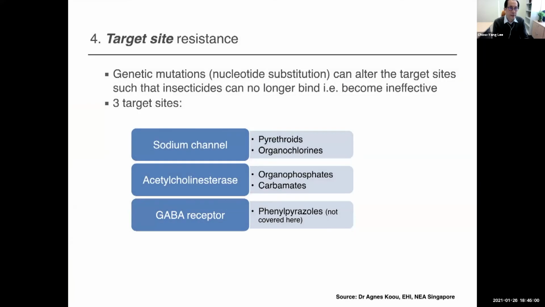On the other hand, you have target site resistance, and this is mainly due to genetic mutation that altered the target site, so the insecticide no longer could attack or bind to the targeted site. As we have learned before, Pyrethroids and DDT act at the sodium channel. You have acetylcholine esterase, which is attacked by the OPs and also Carbamate.